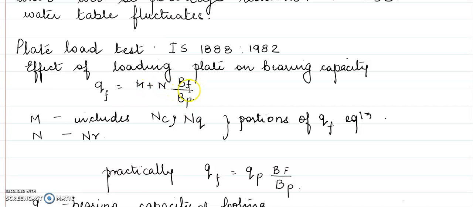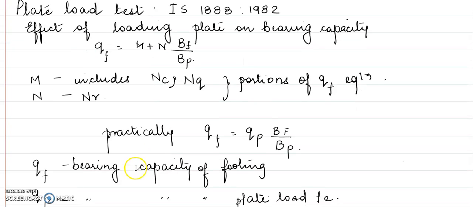Now, the effect of loading plate on bearing capacity can be given as qf is equal to m plus n into Bf upon Bp. Bf is the width of foundation, the footing that you are going to lay. And Bp is the width of the plate that was used for conducting the plate load test. What are m and n? m and n are factors. m will include the terms which have Nc and Nq, so the first two terms, and n will include the terms which have N gamma.